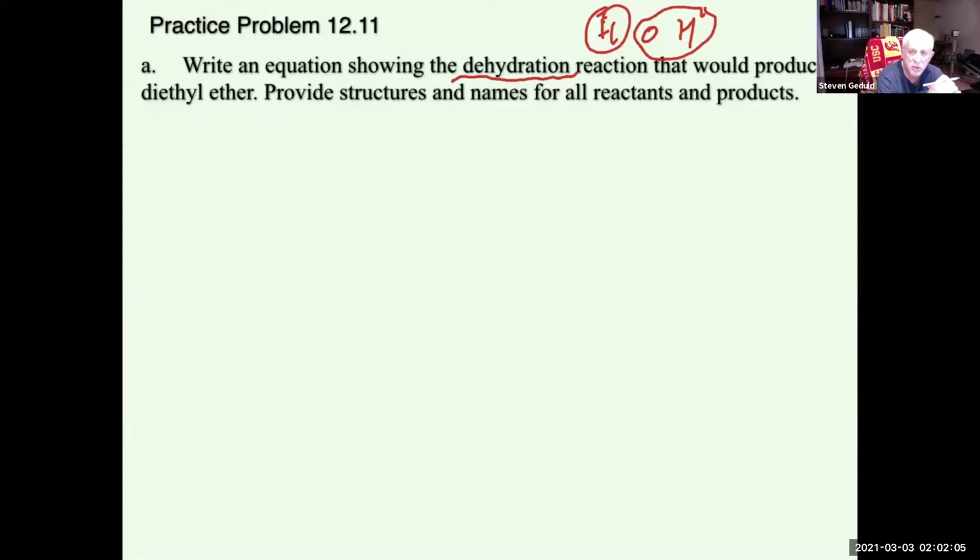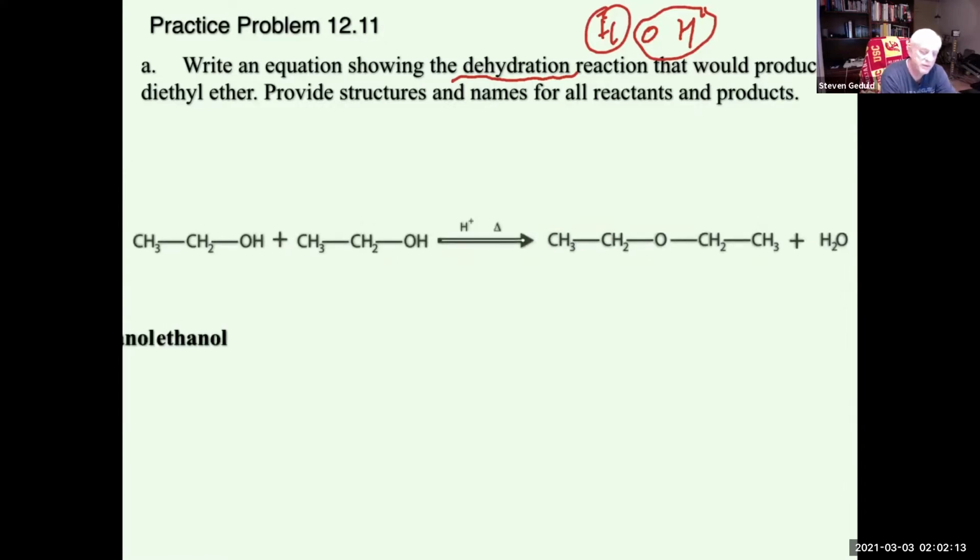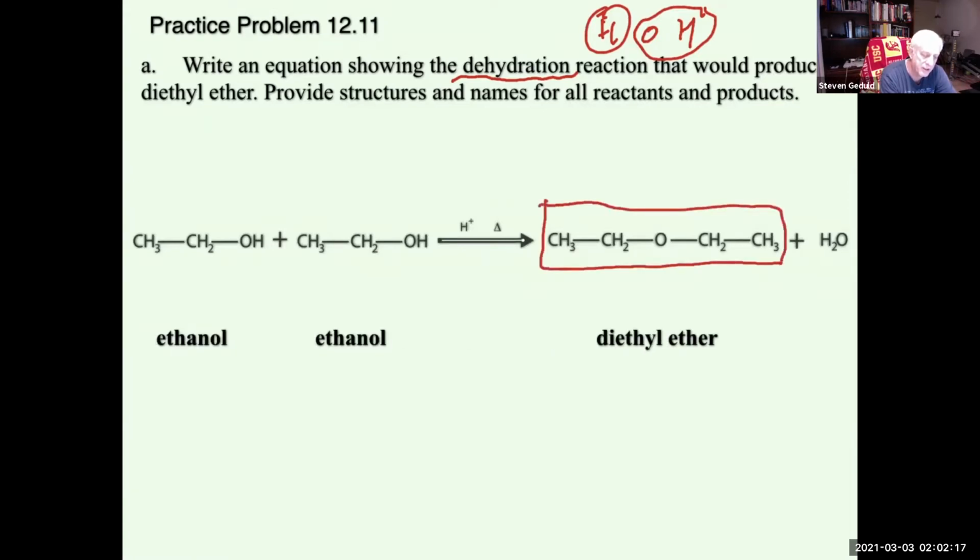So you want an equation showing the dehydration reaction producing diethyl ether. Ether just has an oxygen in the center of it. So this is diethyl ether right here. We haven't gone into ethers yet, but ethers just have an oxygen with two R groups. I don't think we've done ethers yet with naming them. But an ether is just simply R-O-R.